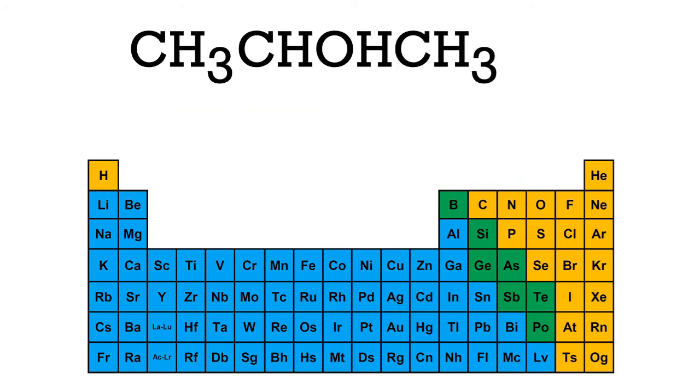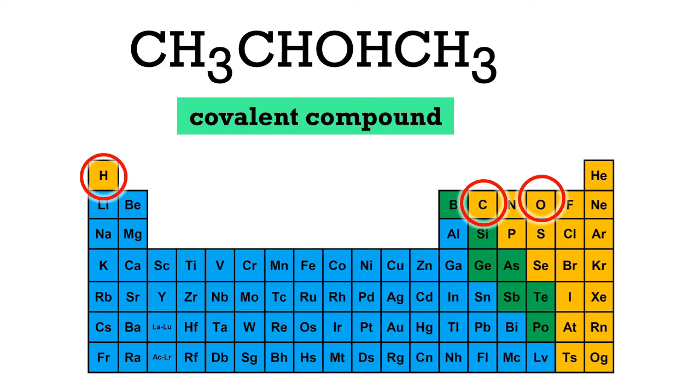Next is isopropyl alcohol with the formula CH3CHOHCH3. We have three elements here: carbon, hydrogen, and oxygen. The elements here are similar to the previous compound, C2H5OH. Carbon, hydrogen, and oxygen are all nonmetals, therefore, this compound is covalent.